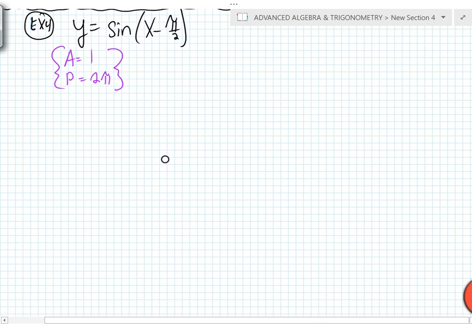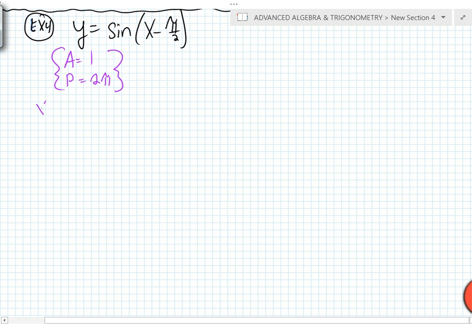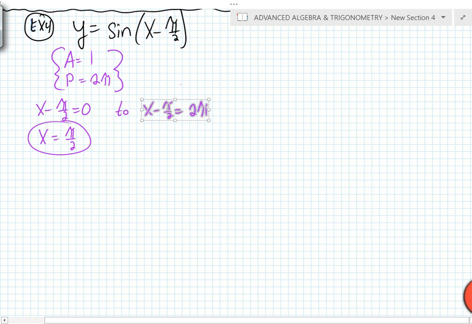Now if we try to find out where it begins and ends, we know that one cycle will begin when our angle, which is x minus pi over 2, is equal to 0, and it will terminate when that same angle, x minus pi over 2, is equal to 2 pi. Solving the one on the left is a piece of cake. We're going to simply add pi over 2 to both sides, and you find that it starts at x equals pi over 2.